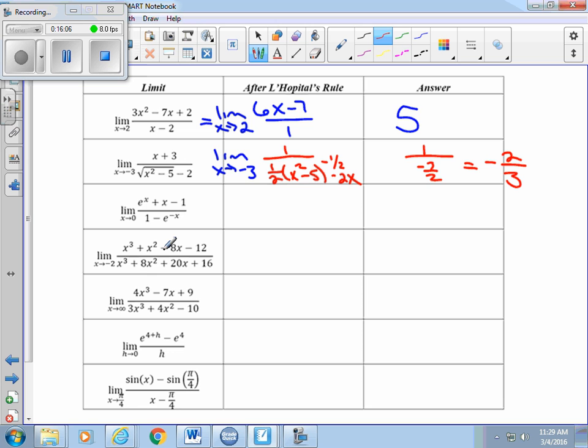Okay, everyone quiet. You could do numbers 1 and 2 without L'Hopital's rule. L'Hopital's rule is not necessary. However, the next one, do you agree you get 0 over 0?